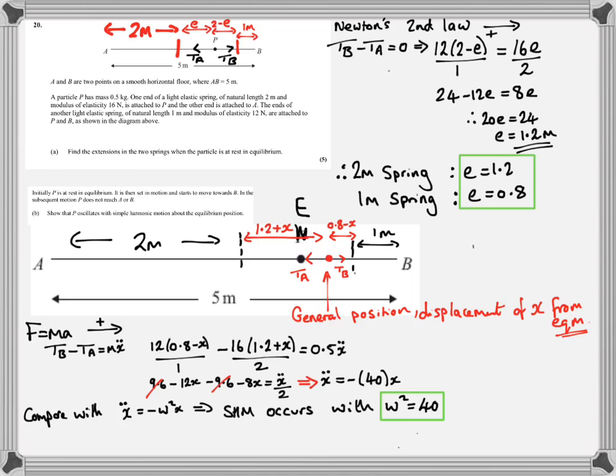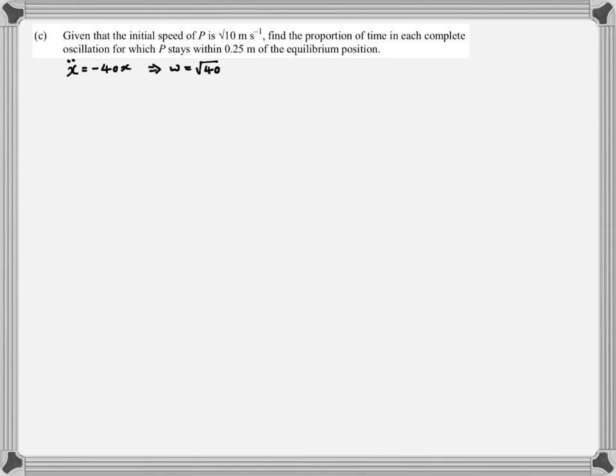Okay, let's have a look at the final part of this question, part C. So this time we're given that the initial speed of P is root 10, so that's when it was in its equilibrium position, and it must be given some kind of impulse such that its initial speed is as shown, and we've got to find the proportion of time in each complete oscillation for which P stays within 0.25 of the equilibrium position. There are several ways that I could do this.